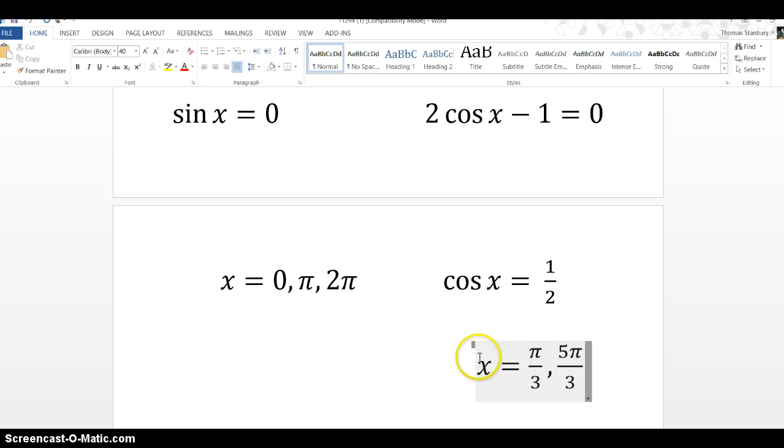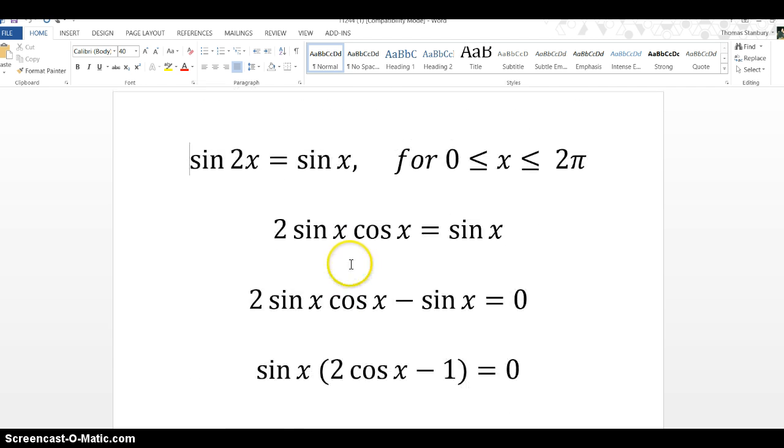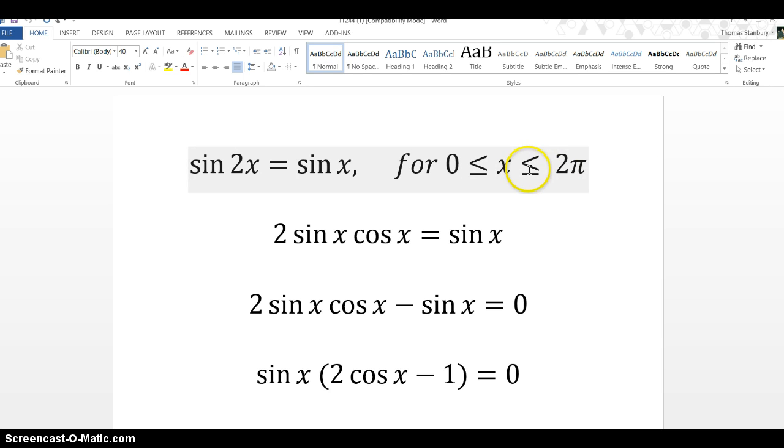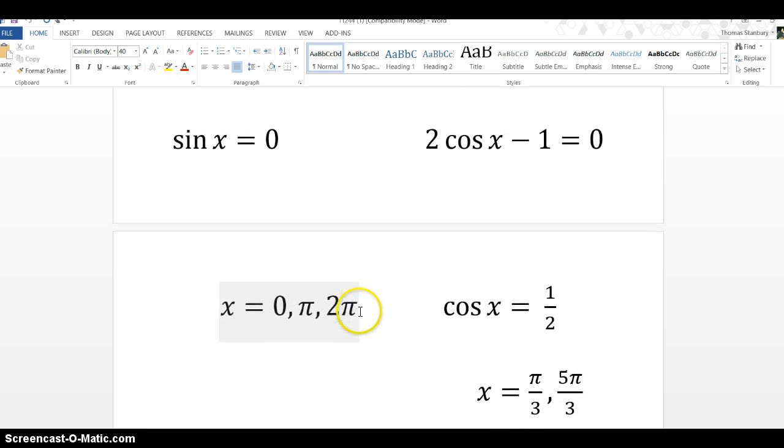60-degree reference angles in quadrant 1 or 4 where cosine is positive: pi thirds, or 60 degrees, or 5 pi thirds, which is 300 degrees. Sine is 0 at 0, pi, and 2 pi. So 0 and 2 pi are included because of this right here, less than or equal to 2 pi. These are all on the x-axis where your y, or sine, is 0.